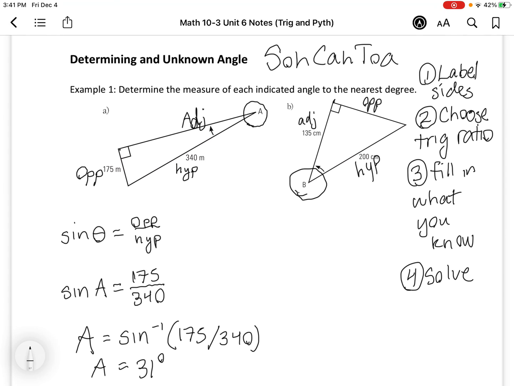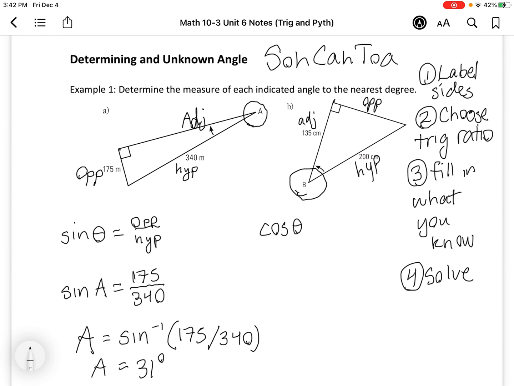And now I'm going to choose a trig ratio. Now I want an angle this time. So again, my two knowns, the two things that I know, have to be the sides. And the two that I know here are the adjacent and the hypotenuse. So I'm going to look at my SOHCAHTOA and I can see cosine is the trig ratio that uses adjacent and hypotenuse. So that's the one that I'm going to pick and I'm going to write it down.